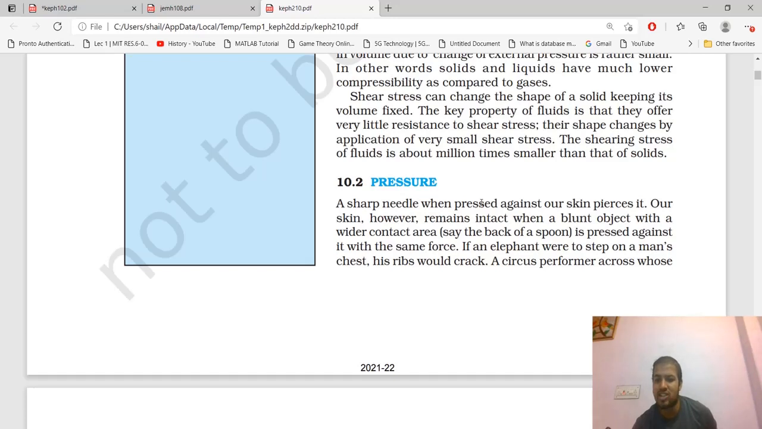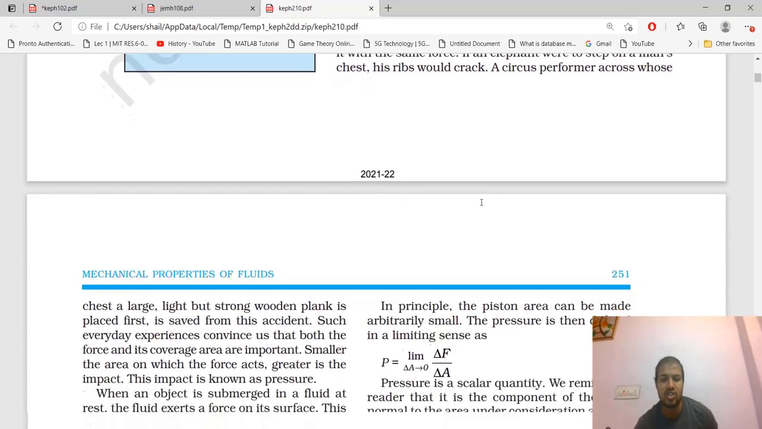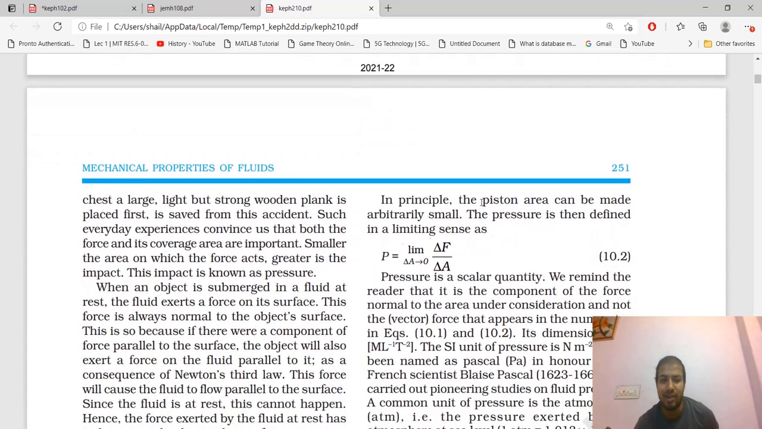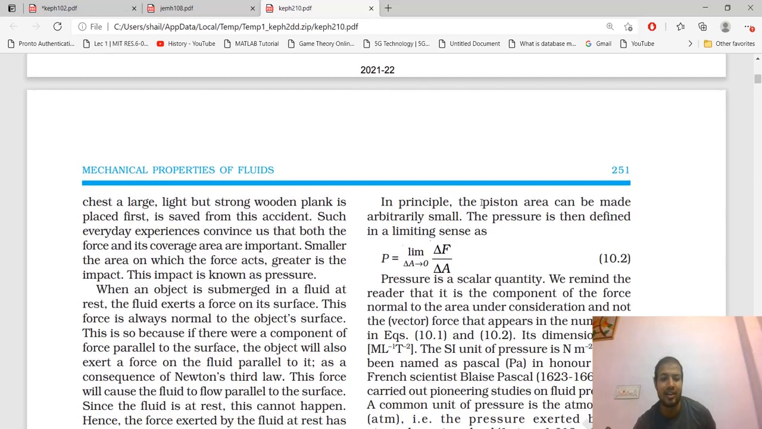A sharp needle, when pressed against your skin, pierces it. Our skin, however, remains intact when a blunt object with a wider contact area, say the back of a spoon, is pressed against it with the same force. If an elephant were to step on a man's chest, his ribs would crack. A circus performer across whose chest a large, light but strong wooden plank is placed first is saved from this accident. Such everyday experiences convince us that both the force and the area are important. The smaller the area on which the force acts, the greater is the impact. This impact is known as pressure.